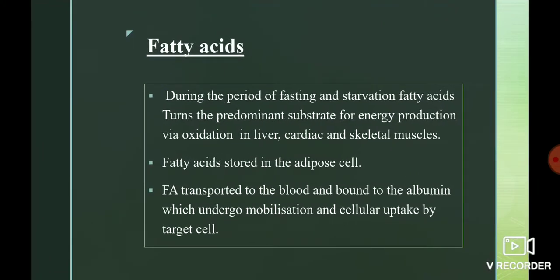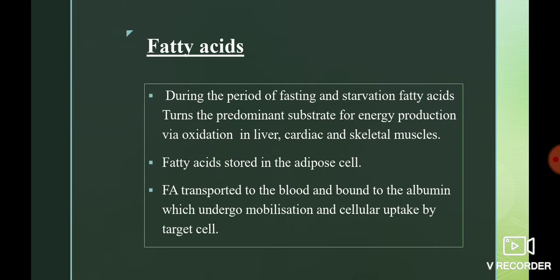Here we'll talk about why and when this process occurs. Actually, if a person is starving and fasting, especially those who do keto diet, there is a low level of glucose for energy production. So our bodies start to generate energy from fatty acids. As you already know, fatty acids are stored in adipose cells. These fatty acids are transported to the blood, and in the blood, fatty acid will bind to the albumin, which carries fatty acid into the target cell.